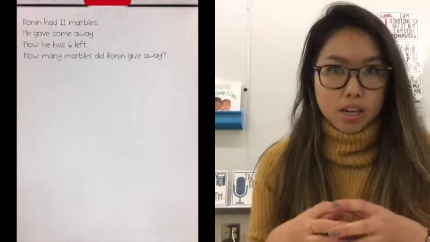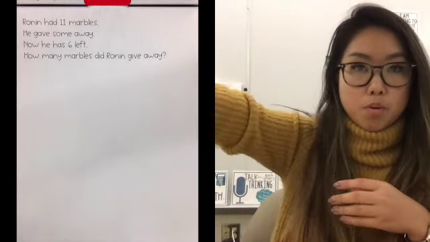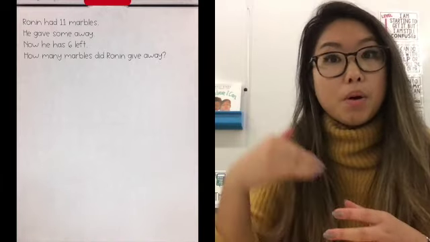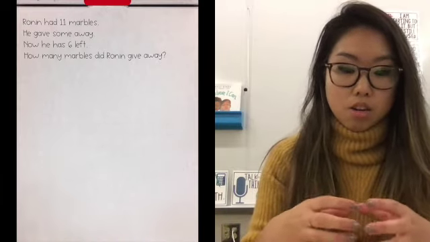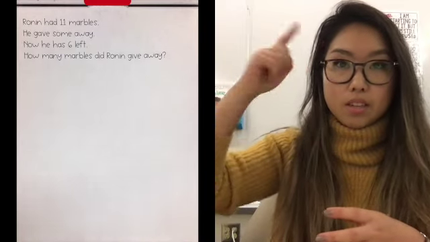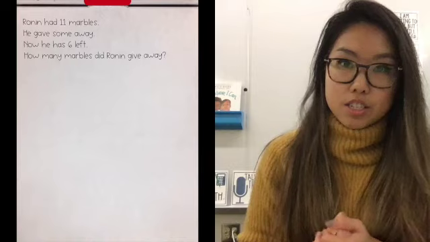So I know that Ronan has marbles and he's giving some away. Notice, friends, what I'm doing with my hands. This is going to help you think about what's happening in the problem. So Ronan had marbles and he gave some away, and now he has something left. Okay. I think I understand what's happening in this problem.